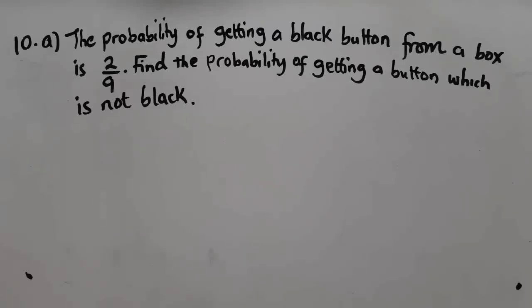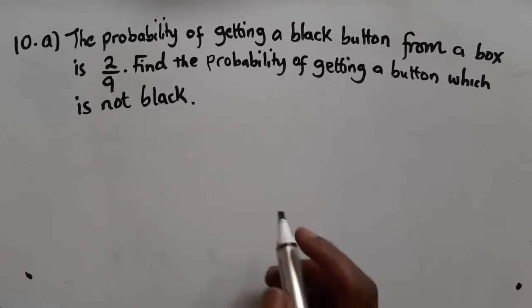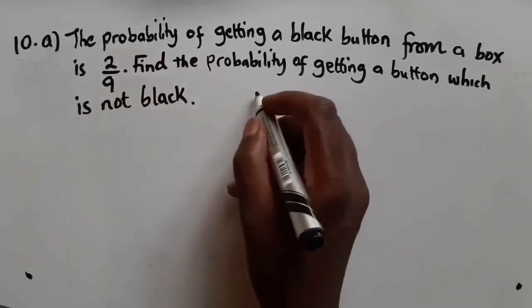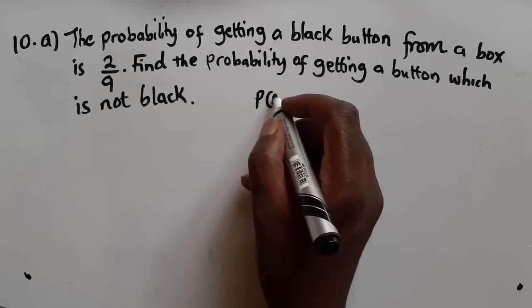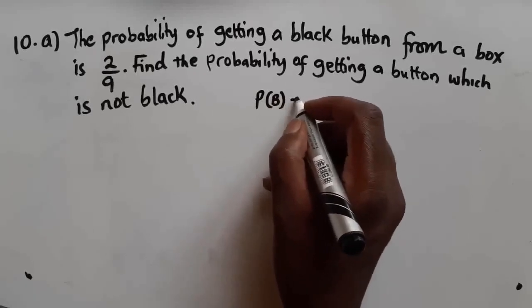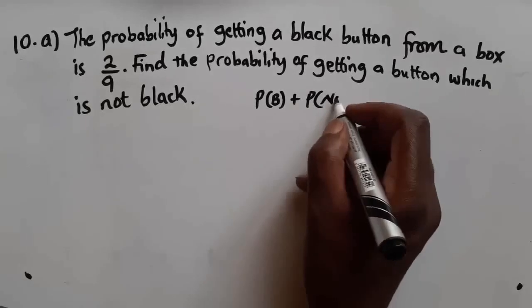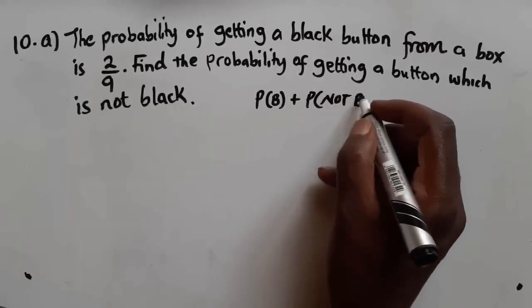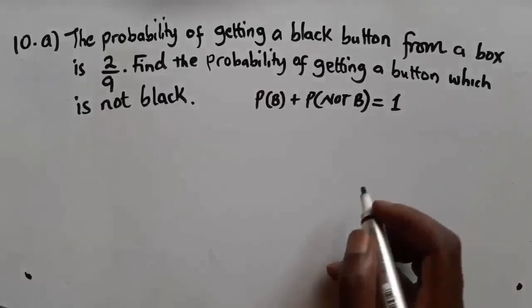So we have question 10A. The probability of getting a black button from a box is 2/9. Find the probability of getting a button which is not black. Simple. Okay. The probability of getting a black button plus the probability of getting a button which is not black must give us 1.